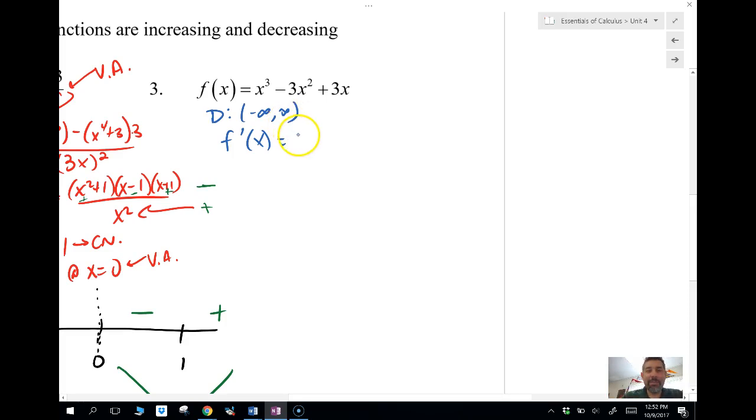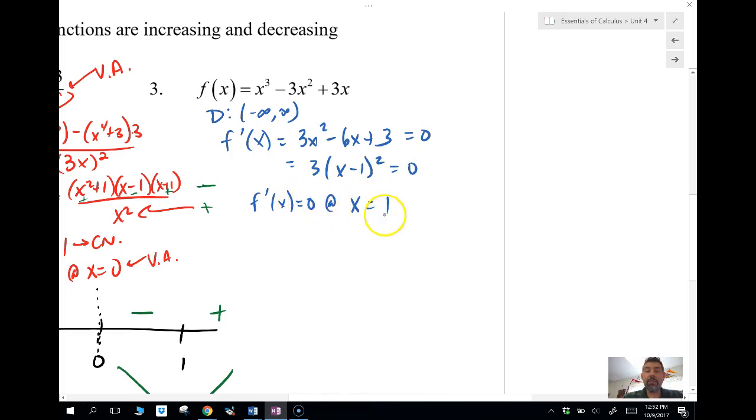We're going to take the derivative now. 3x squared minus 6x plus 3. And we're going to set that equal to 0. All right, so set that bad boy equals 0. We're going to have 3 times (x minus 1) squared equals 0. So f prime of x equals 0 at x equals 1. And then there's no place where f prime is ever undefined because, well, I've got a polynomial. So that's kind of nice. So we only got one critical number. Woohoo! Critical number at x equals 1.